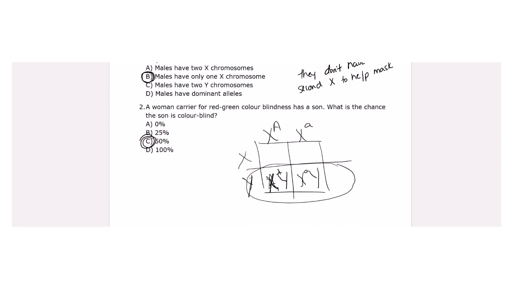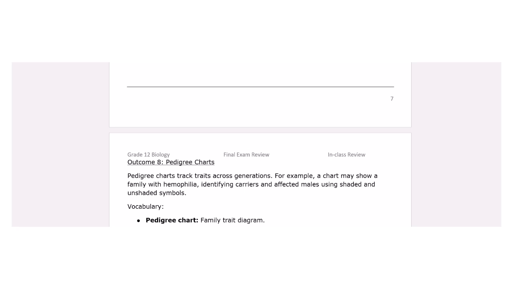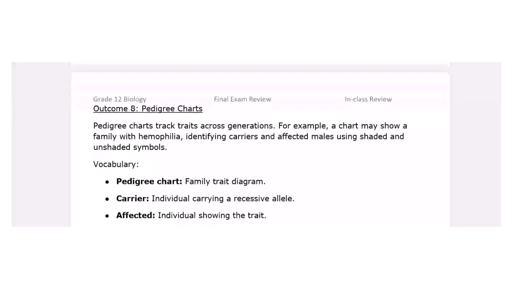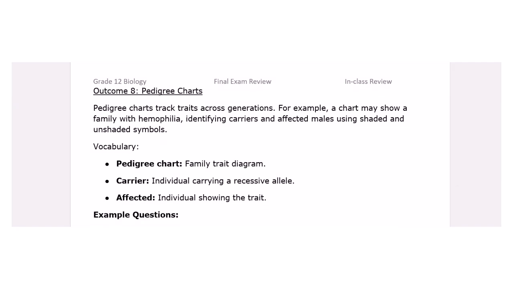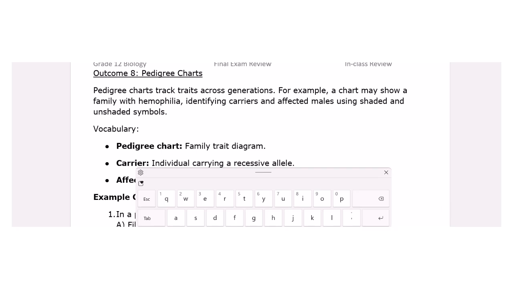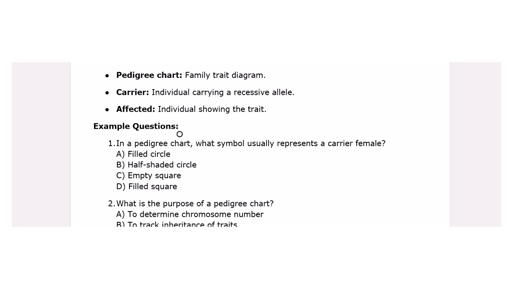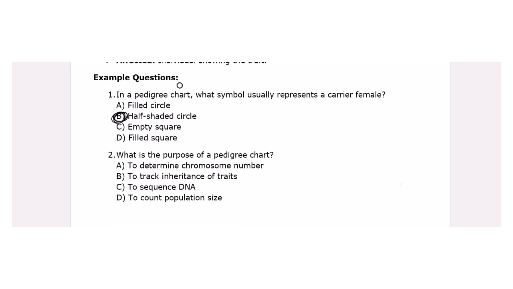Is there pedigrees coming up? Okay. Right here. Pedigree charts track traits across generations. Do you remember how to draw a pedigree chart and what the symbols meant? Unfortunately, we do. Okay. In the pedigree chart, what symbol usually represents a carrier female? Circle. Well, good. Okay, what is the purpose of a pedigree chart? Okay, why is that important?